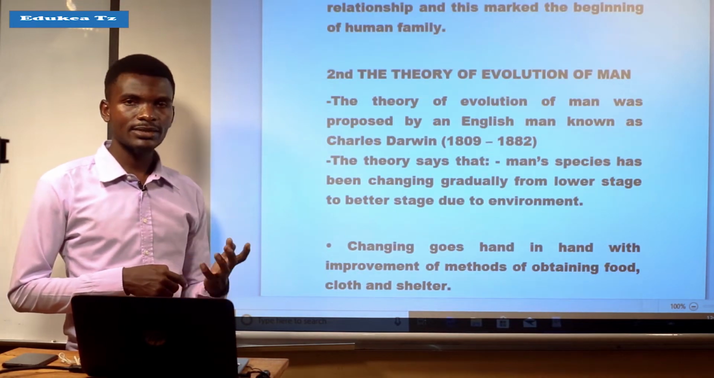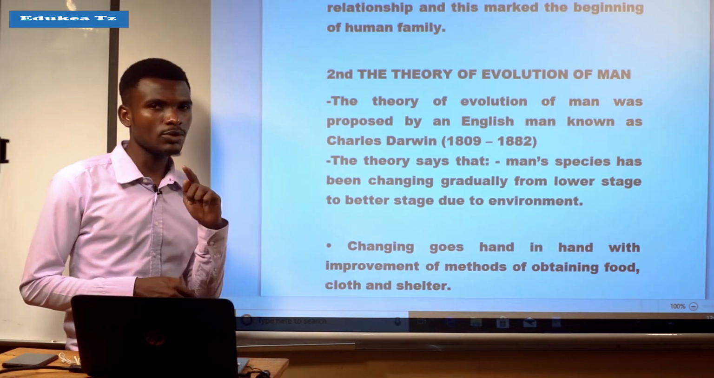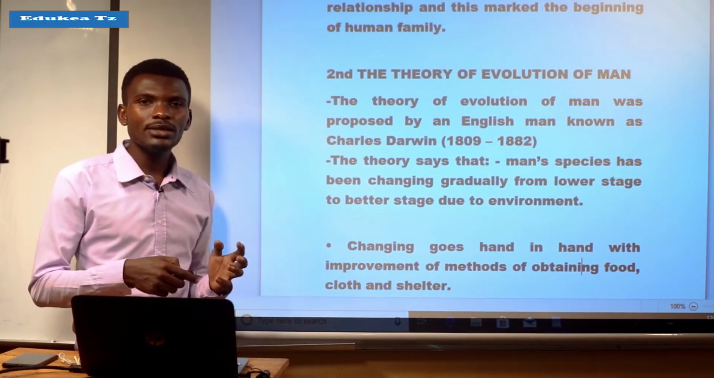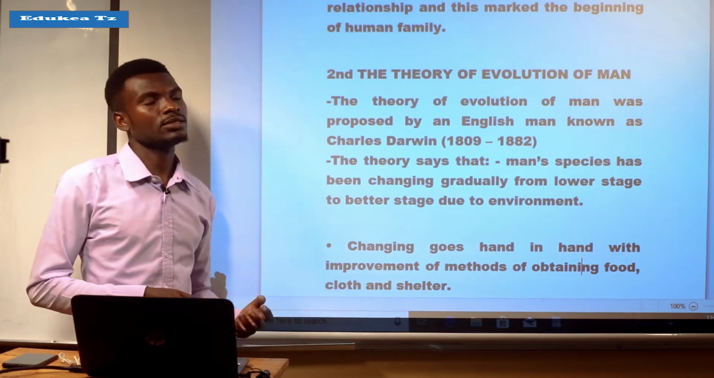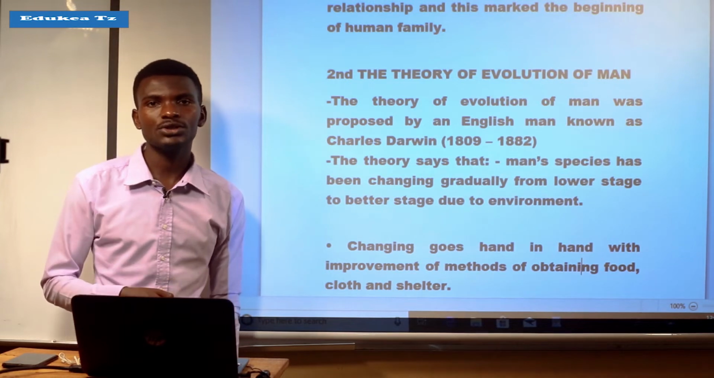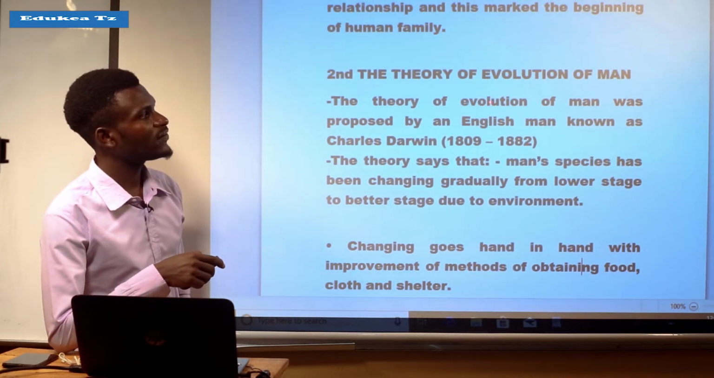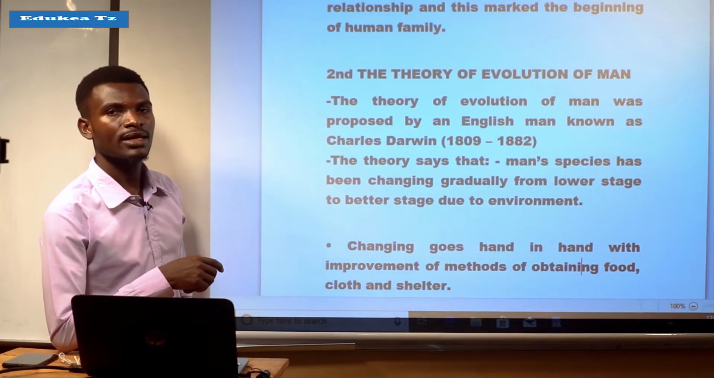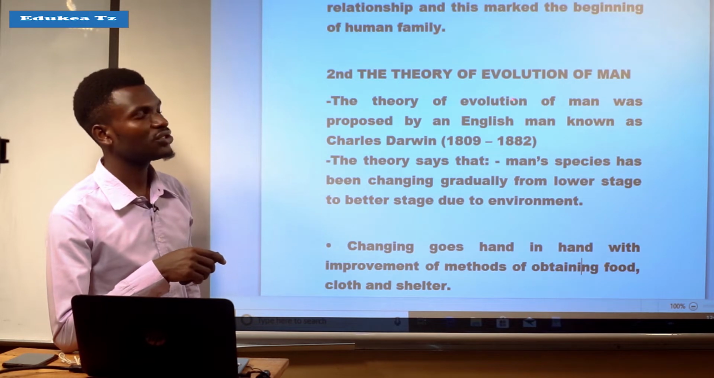Let us see the second topic, the second theory. On the first theory, you have to remember that we dealt with creation. It means God created man. And the second one, we will see how to explain the origin of man. The second theory is the theory of evolution of man.